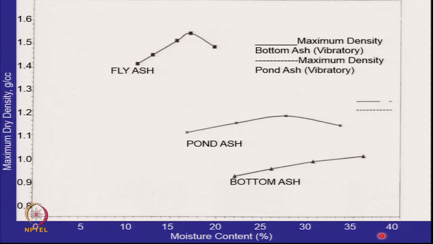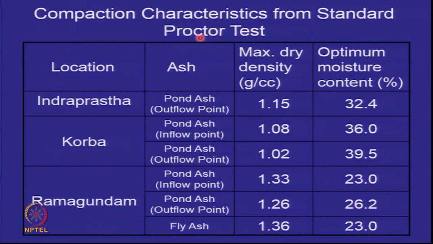You add more water, water starts to drip out of the sand. In fact, water is already dripping out of the sand in this range. So you have some dependence on water content in pond ash, a great dependence on water content in fly ash, which is the finer material. And if I try to see the maximum dry density values, I see they all lie between about 1 to 1.36. In fact, they are sometimes 0.98, 0.95.